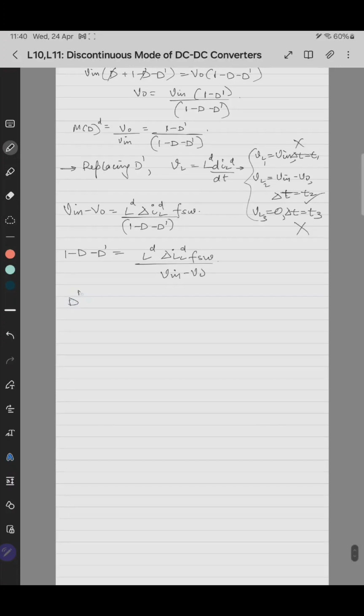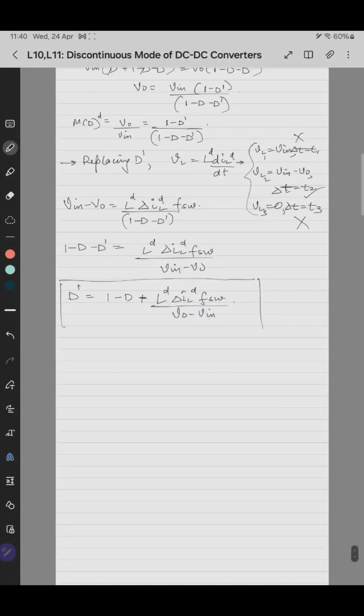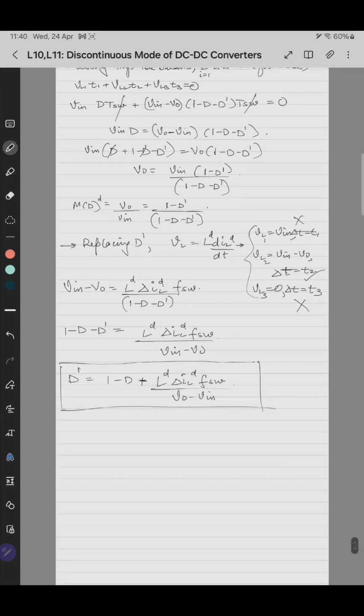So what will be D dash? D dash will be 1 minus D minus LD into delta IL of D into F switching by, if we write V naught minus V in, it becomes positive. This is the D dash. This is the very first equation. So let's write it as the first equation, and let's write this as the second equation.